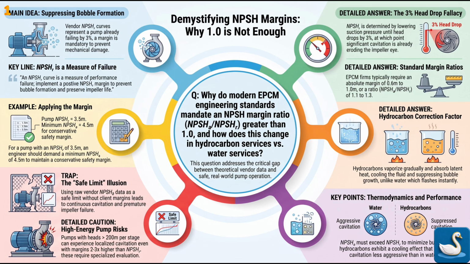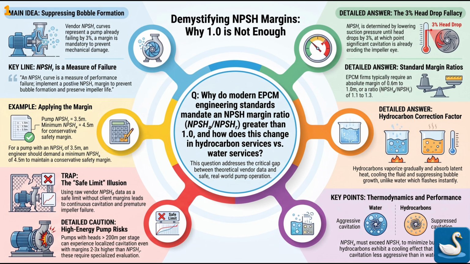Exactly. Falling into the trap of using raw vendor NPSH3 data as a safe operating limit without adding the client-mandated margin leads directly to continuous cavitation, shattered bearings, and premature impeller failure. So relying on the manufacturer's base curve is designing the pump to operate in a continuous state of self-destruction. If I'm signing off on a 20-year plant life cycle, I need a concrete buffer. Quantify this safety margin for me.